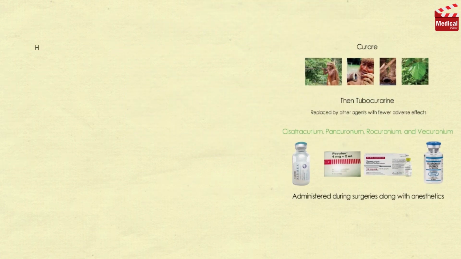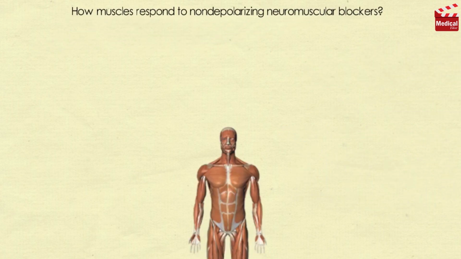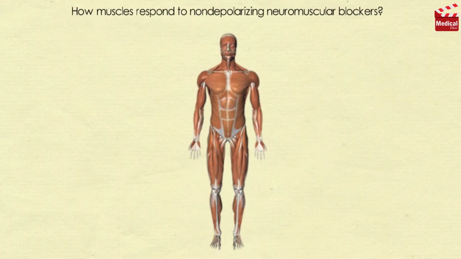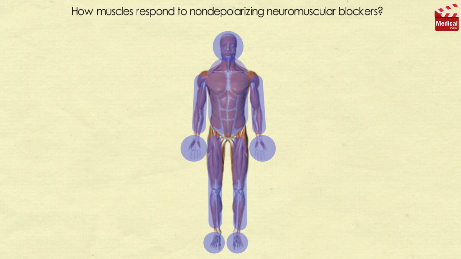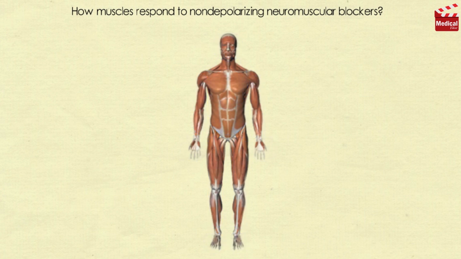So, how do muscles respond to non-polarizing neuromuscular blockers? Actually, not all muscles are equally sensitive to blockade by competitive agents. Small, rapidly contracting muscles of the face and eye are most susceptible and are paralyzed first, followed by the fingers, limbs, neck, and trunk muscles. Next, the intercostal muscles are affected, and lastly the diaphragm. And the muscles recover in the reverse manner.